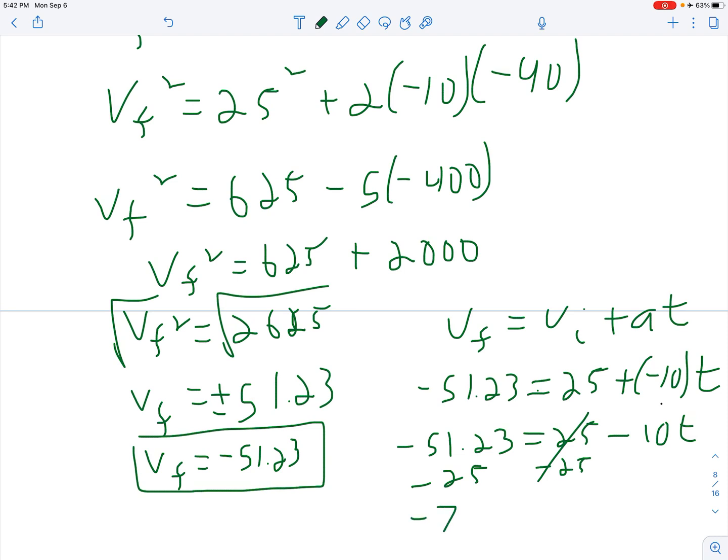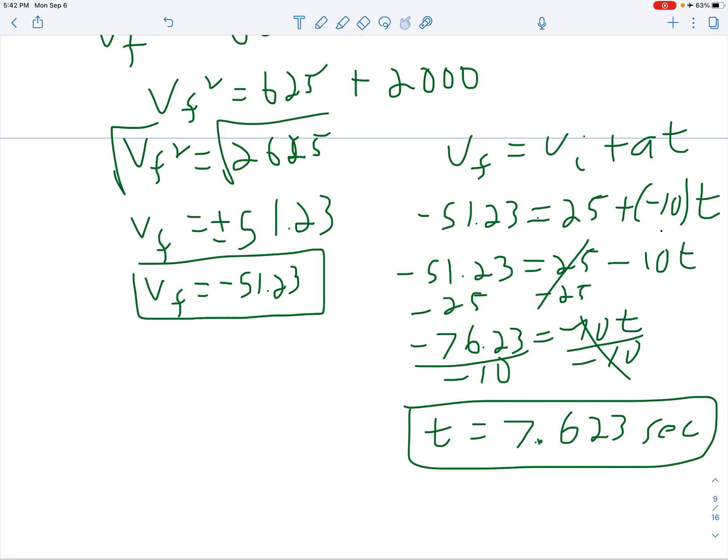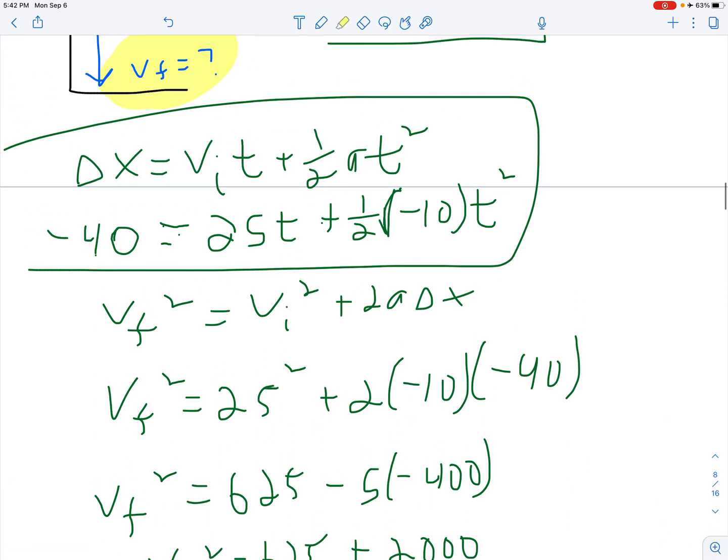We get negative 76.23 equals negative 10t. I can divide both sides by negative 10, and I get a time of 7.623 seconds. That was much easier than what I put on hold over here.